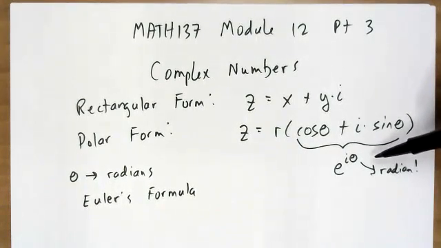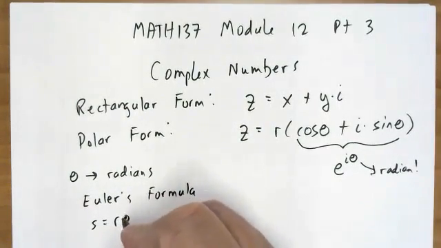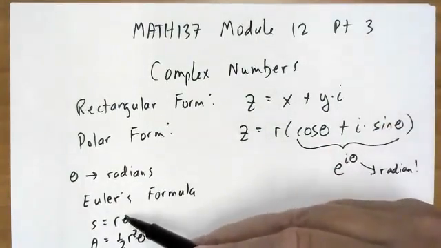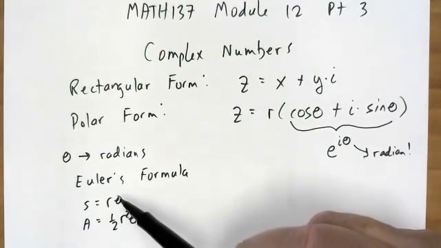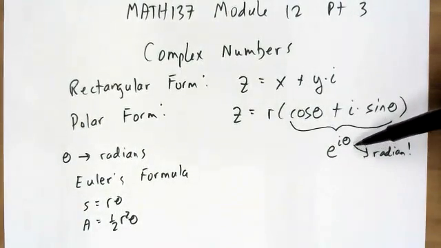It's almost like, you remember way back at the beginning of class where we had the arc length. Remember we had s equals r theta, and the area of a sector, one half r squared theta. And for these formulas to work correctly, you had to plug in the angle in radians. If you plugged it in degrees, it would be incorrect. Well, that's how this is.